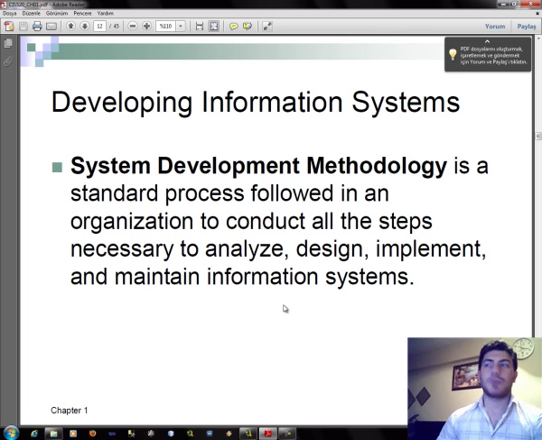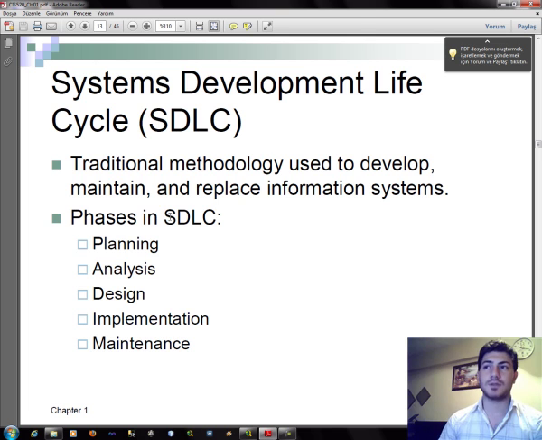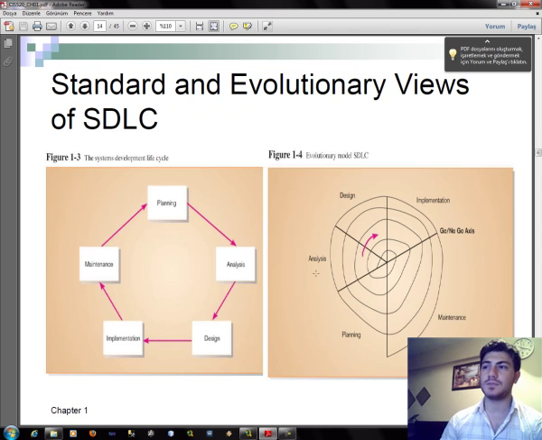Now let's see developing information systems. A system development methodology is a standard process followed in an organization to conduct all the steps necessary to analyze, design, implement, and maintain information systems. Now, the system development life cycle, SDLC, which I mentioned before because it's really important. It is the traditional methodology used to develop, maintain, and replace information systems. Phases in SDLC, they are really important. First phase, planning. Second is analysis. Third one is design. Fourth one, implementation. And the final one, maintenance. Now you see here a system development life cycle: first planning, and then analysis, design, implementation, maintenance.